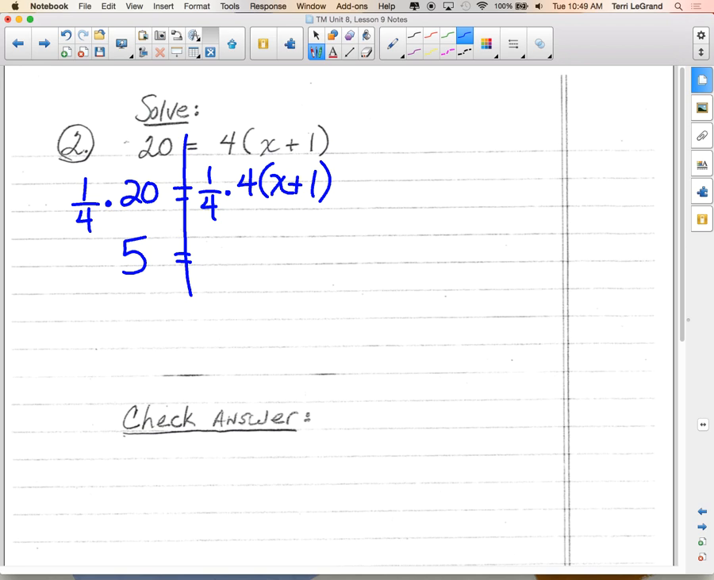And what happens here? What's 1/4 times 4? 1. So this really becomes 1. And when you multiply something by 1, what does it do? Does it affect it? No, so that's why we get to cross this out. Because it would be 1 times that x plus 1, and 1 times x plus 1 wouldn't affect it a bit. It would just still be x plus 1.